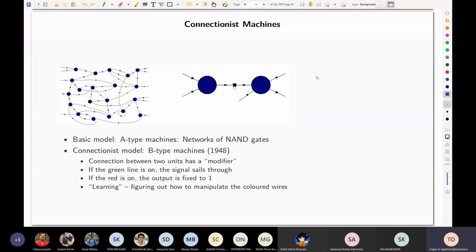Okay, so the basic model was divided into two parts, starting with A-type machines. It could be seen as a network of NAND gates. Remember that the NAND gate is functionally complete.